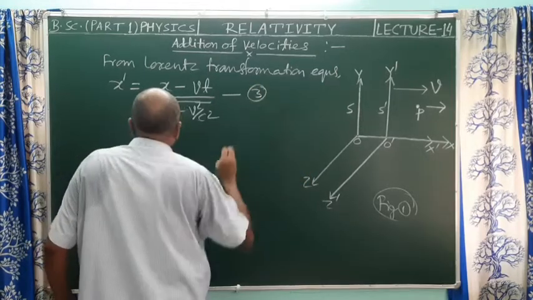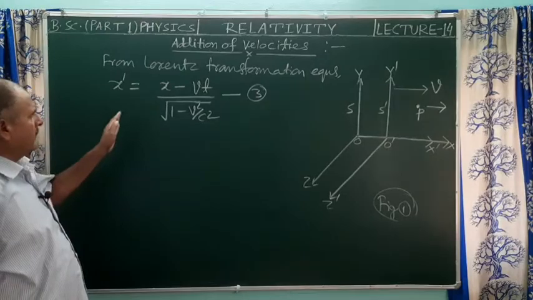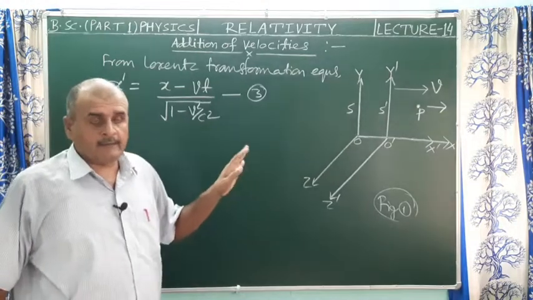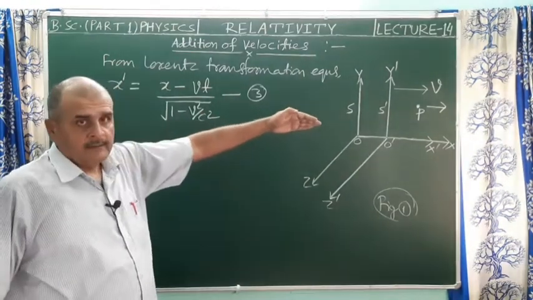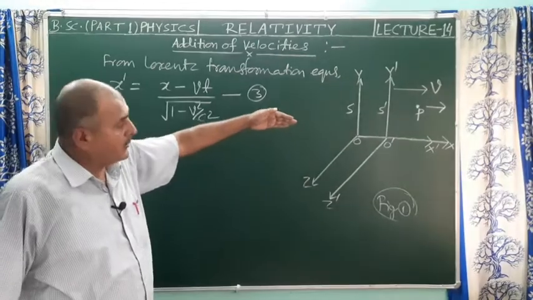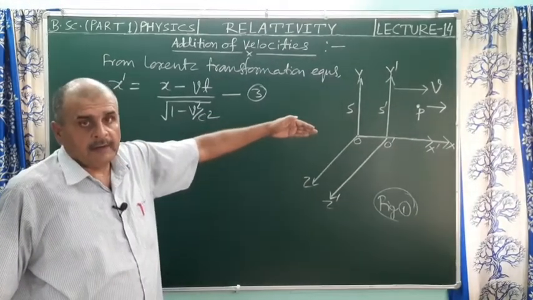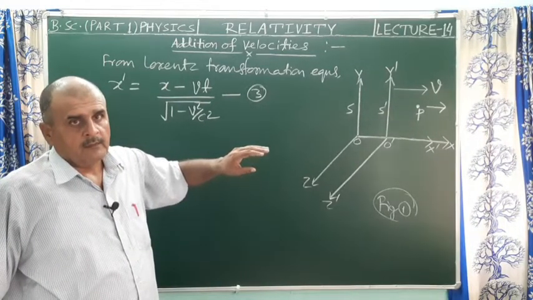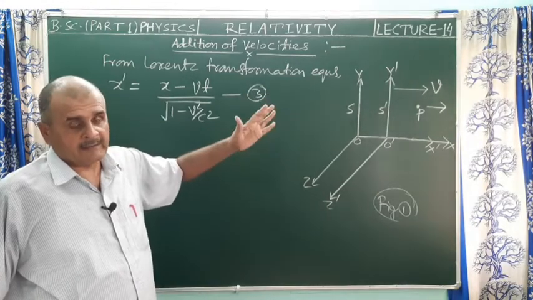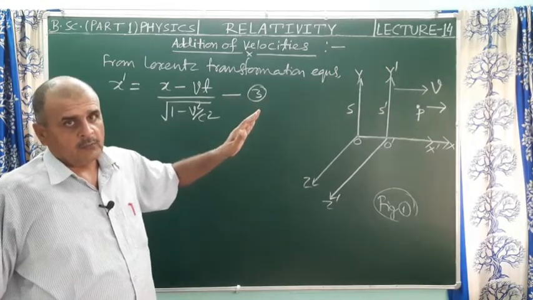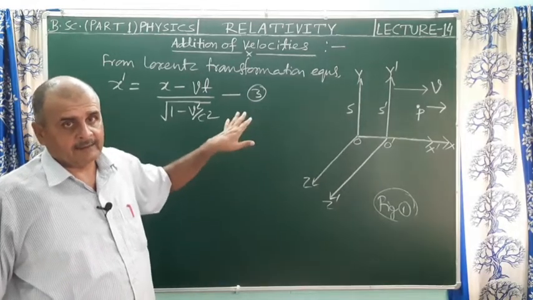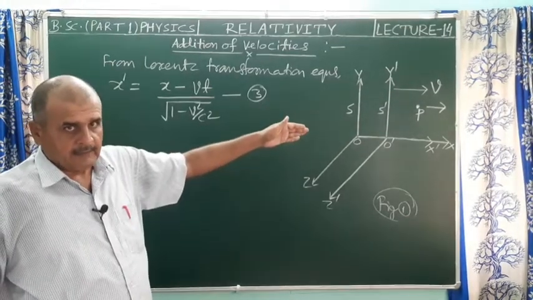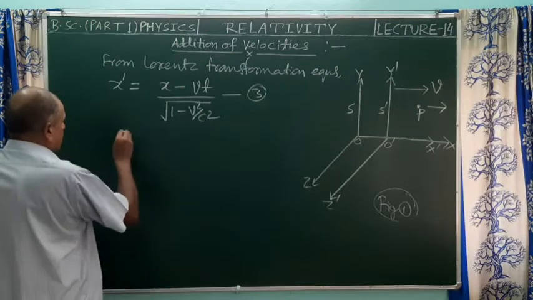The second Lorentz transformation equation is y dash equals y. Third is z dash equals z. But the motion of the object is restricted along the x coordinate axis, so motion along y and along z can be ignored. So the two equations, y dash equals y and z dash equals z, can be ignored in this case. The last, fourth equation is related to time.